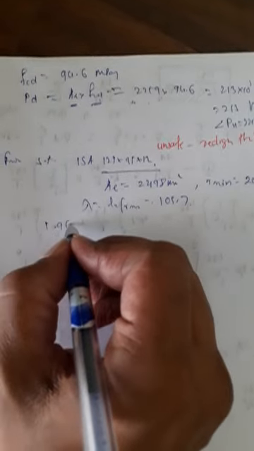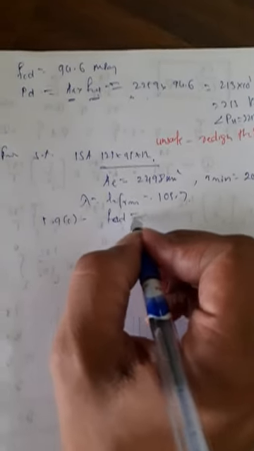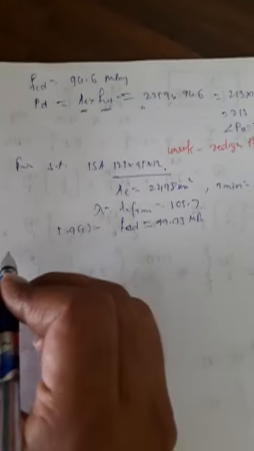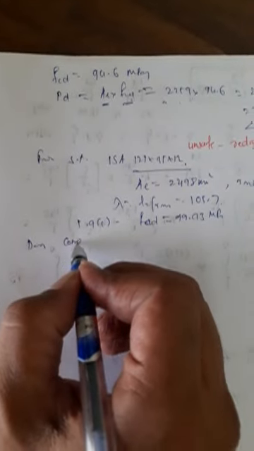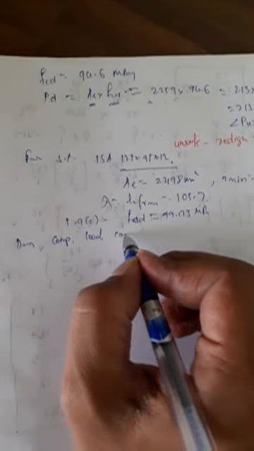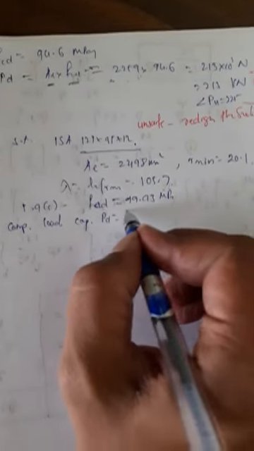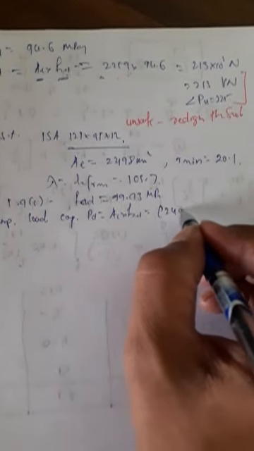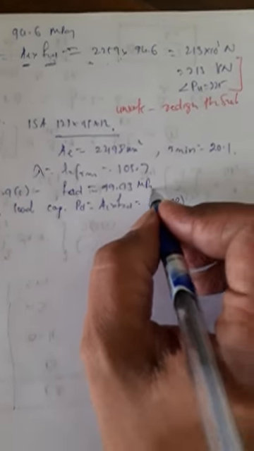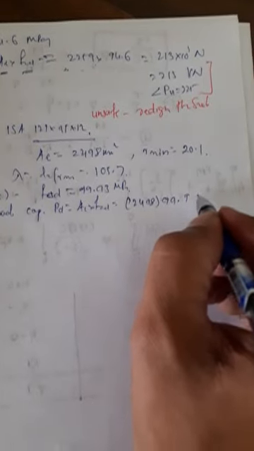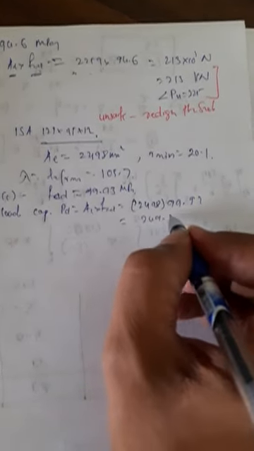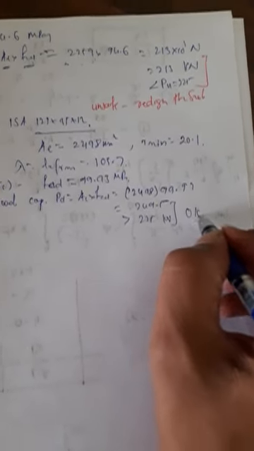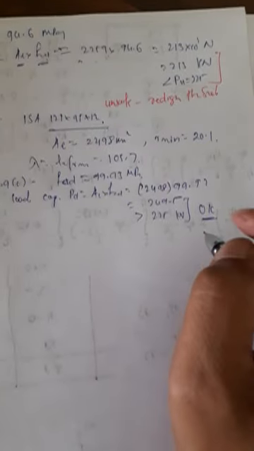From table 9C, calculate FCD. So FCD I get 99.93 MPa. Design compressive load carrying capacity PD is equal to AE into FCD. So AE is new AE provided, 2498. FCD is this new FCD which you have calculated, 99.93. So you get 249.5. This is greater than 225 kilonewtons, that is PU. Hence design is okay. This completes the design.